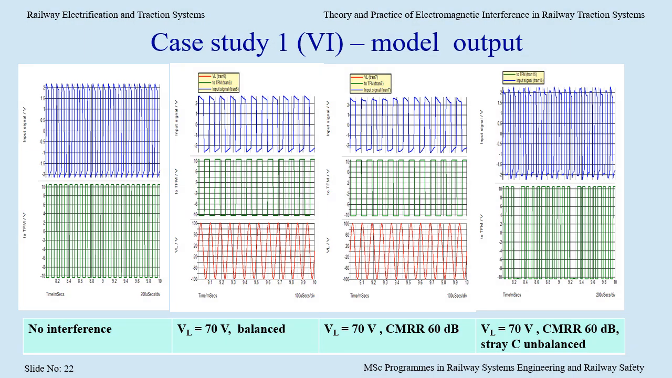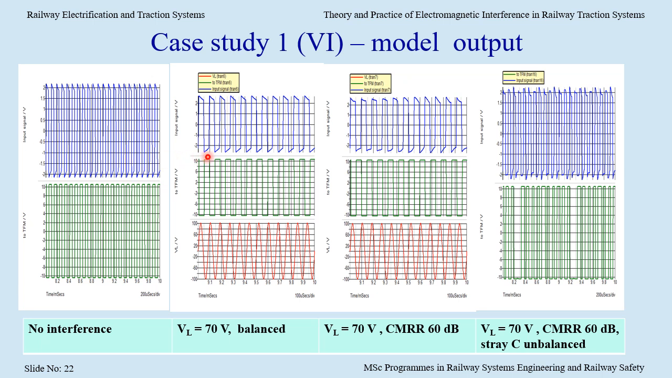This slide shows the output from the model for different degrees of interference. In each case, the blue signal is the input to the isolation transformer, and the green signal is the output from the Schmitt trigger. The red signal in the two centre slides shows the longitudinal voltage induced in the cable. On the left-hand side, we have no interference at all. We have a nice smooth input signal and output signal.